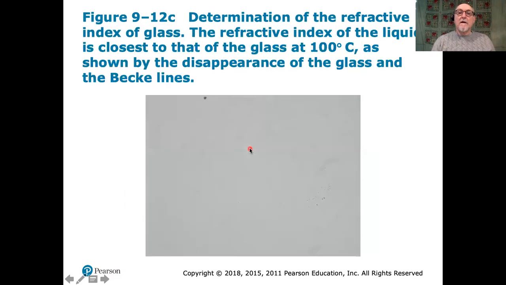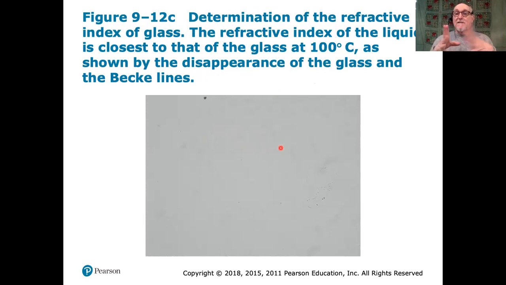But when we get close to 100 degrees Celsius, boiling point of water, but not of oil, and get it to a really, really low refractive index, the glass disappears. And at the point at which the glass disappears, you make a note of the temperature, and we know the properties of the oil. That is standard. They can go look it up on the table.